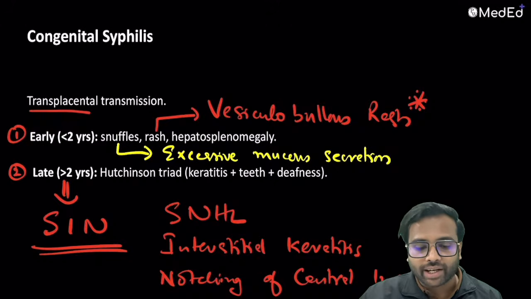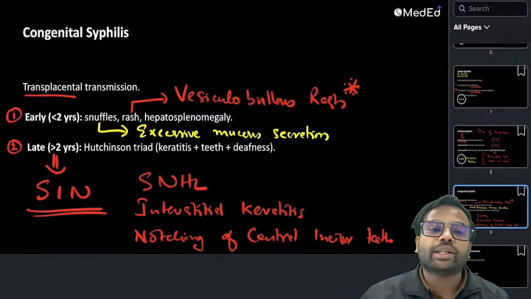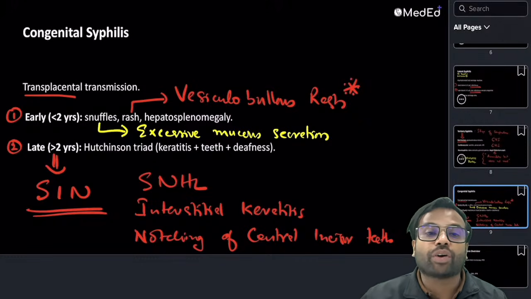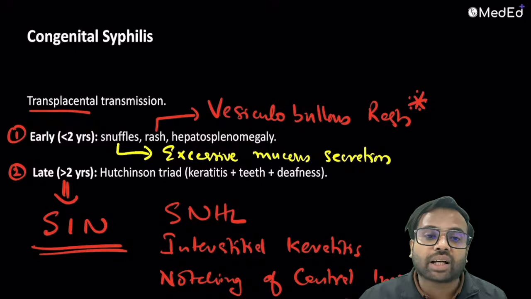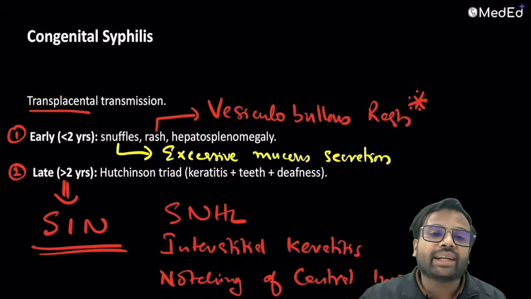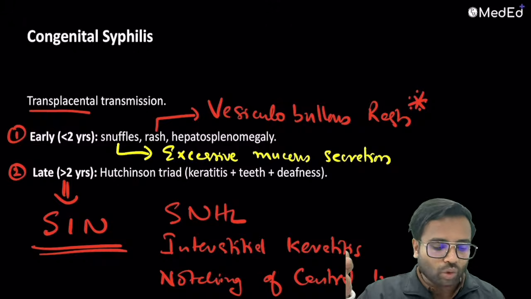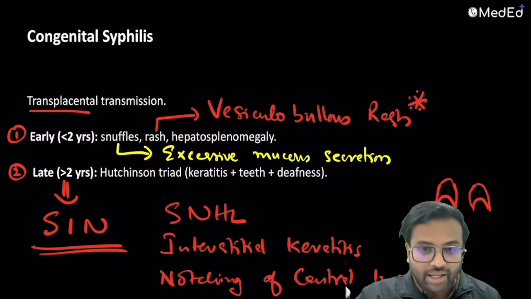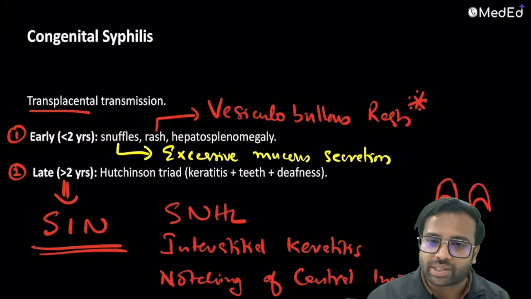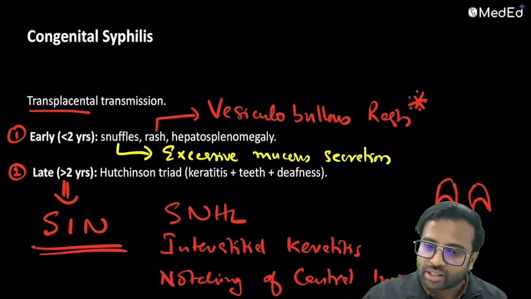Notching of central incisor teeth. So these are the three things that comprise the Hutchinson triad, which can be seen in late congenital syphilis. Okay, late congenital syphilis. So Hutchinson teeth can also be seen. So what is Hutchinson teeth? That there is a notching. Like let's say that this is a tooth. So this tooth would be having some notching that can be seen. So this notching is typically seen in late congenital syphilis. Is that clear?